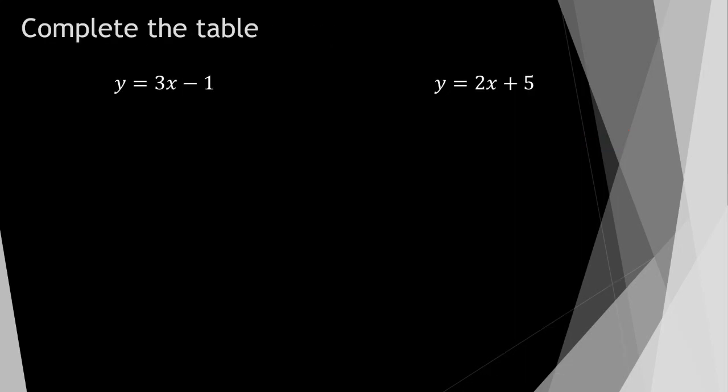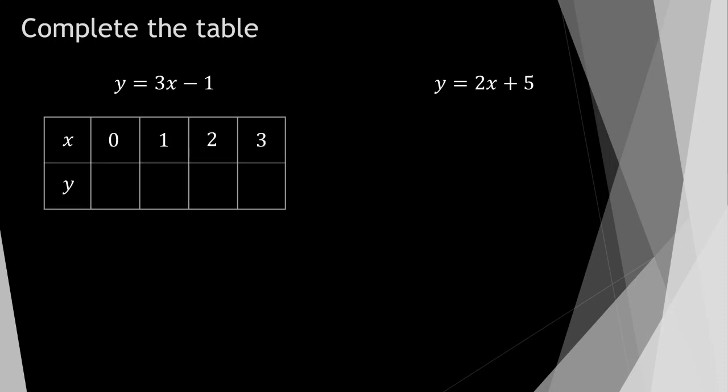So here we're given 2 rules, and we're going to first work on the first one, and we're just going to complete the table. We're pretty much going to do a whole lot of substituting just to figure out what our y value equals. So here we have when x equals 0, what does y equal? Well, y equals, just substitute it in for x, and 3 times 0 is 0. Take away 1 is negative 1. And that's how we get negative 1 there.